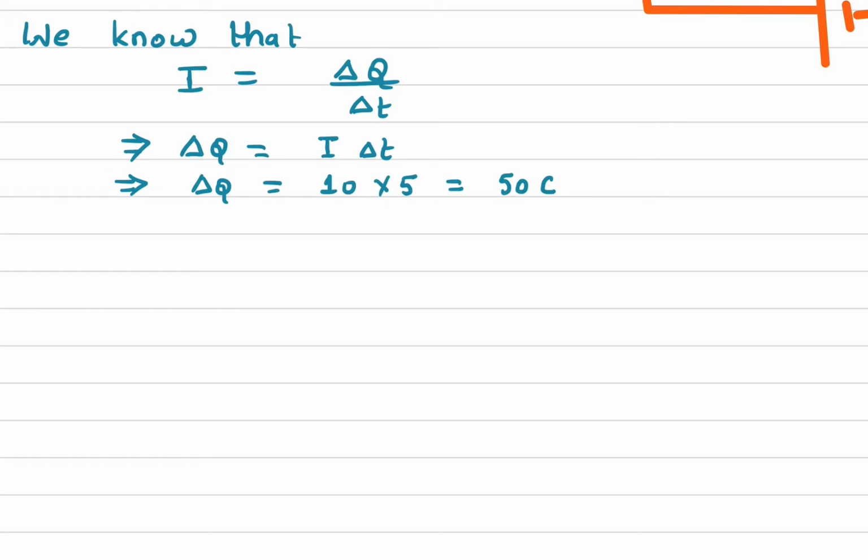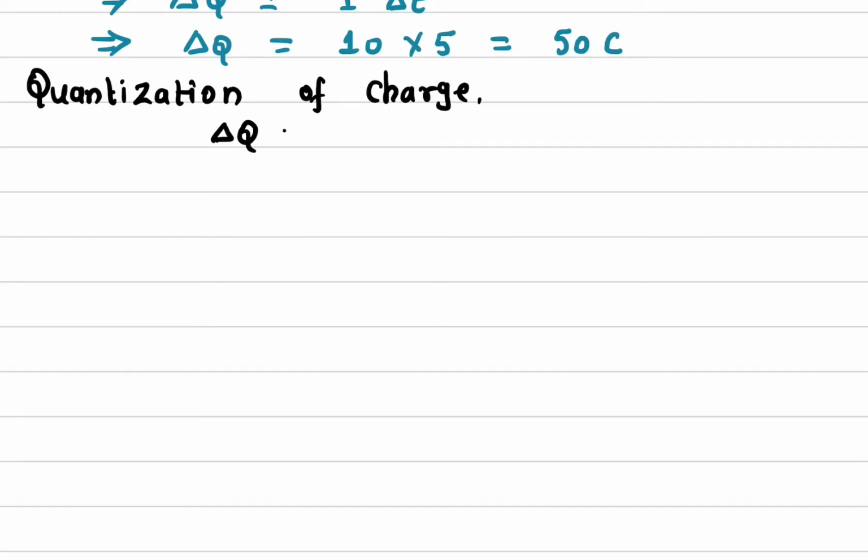So if this much charge passes, then how many electrons will constitute this amount of charge? You know that the charge happened because of the electrons, the charge carriers. In this case, the charge carriers are the electrons. So how many electrons need to pass so that the total charge is 50 coulomb? From the quantization principle, the quantization of charge, what does it tell you? It tells you the charge is an integral multiple of the charge of the charge carriers, the electrons in this case, and we need to find the number of electrons. So N will be simply equal to delta Q over e.